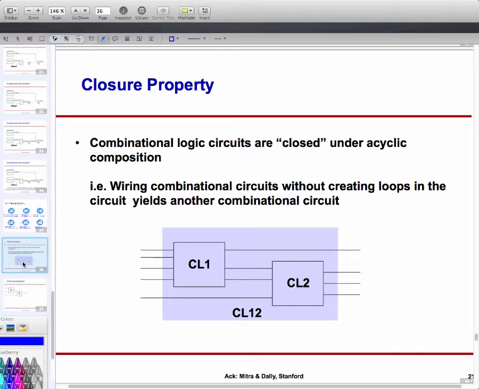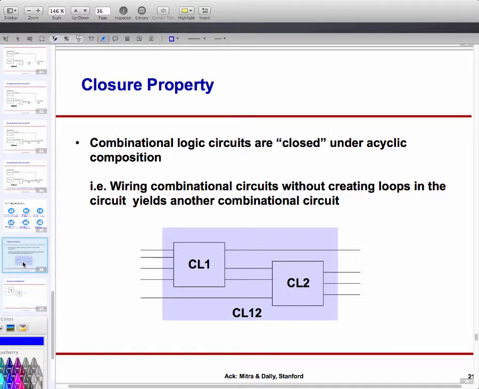Combinational logic has a property which is called the closure property. It's a mathematical term, but it basically says that if I take combinational logic and wire them up together, that is, I take outputs of some and feed them into inputs of others, and as long as I do not have loops in my wiring, that is, it's never the case that I can follow the wires and come back to the original point by jumping through the gates, then what I'll have is also going to be a combinational logic. That is, it will not have any memory.